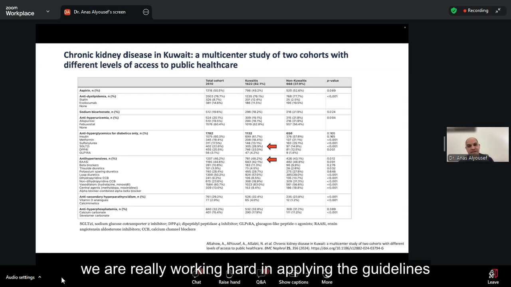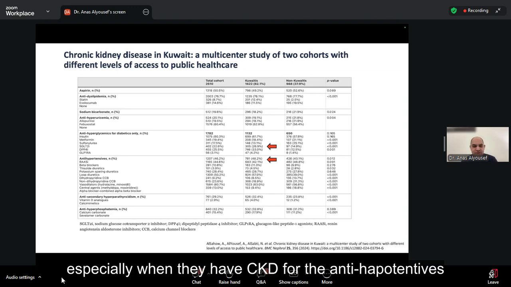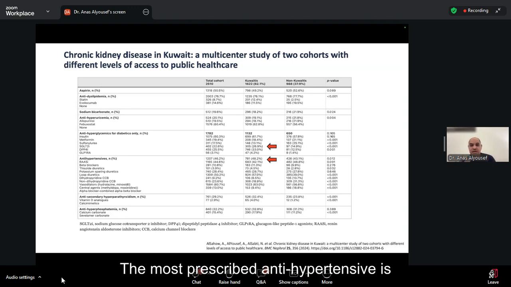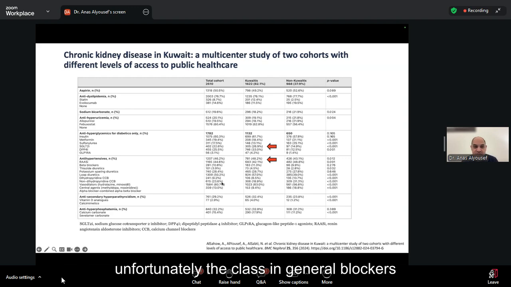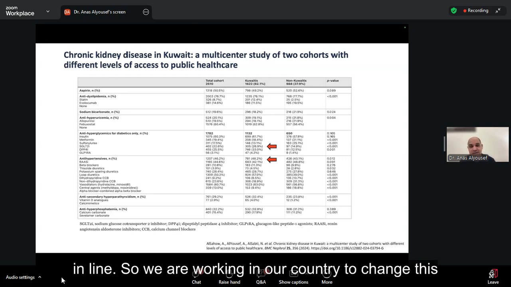So we are really working hard in applying the guidelines and ensuring that patients are on these first line agents, especially when they have CKD. For the antihypertensives, the most prescribed antihypertensive is unfortunately the calcium channel blockers, followed by centrally acting agents. ACE inhibitors were third in line. So we are working in our country to change this.